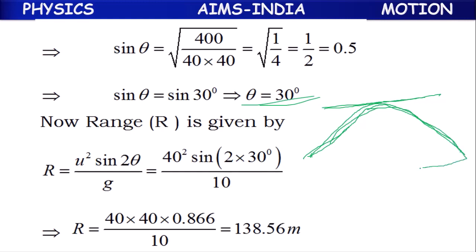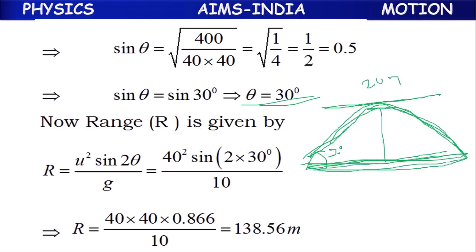So this will be the maximum range. This will be the range of the projectile. Means if we throw with an angle of 30 degrees, it will reach maximum height of 20 meter, and from there it will come to ground. Now this horizontal range we have to find.